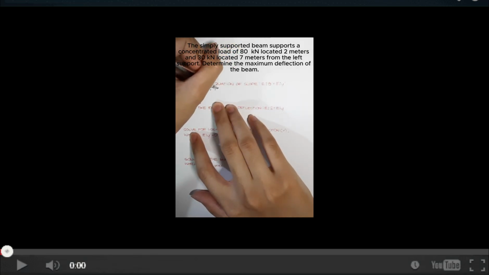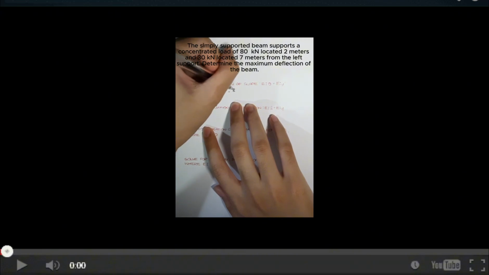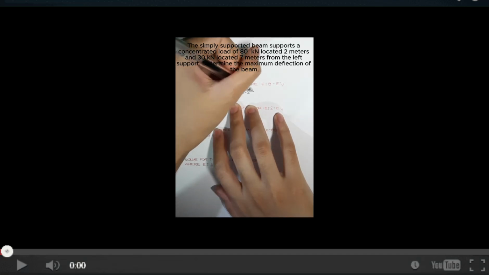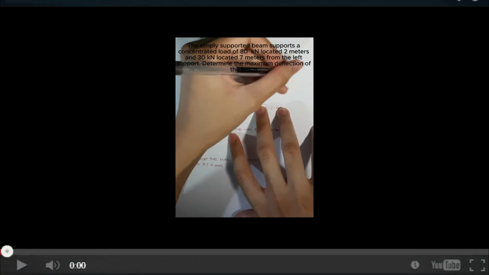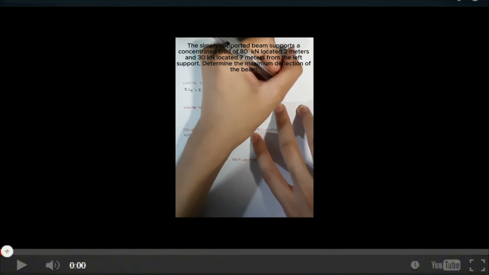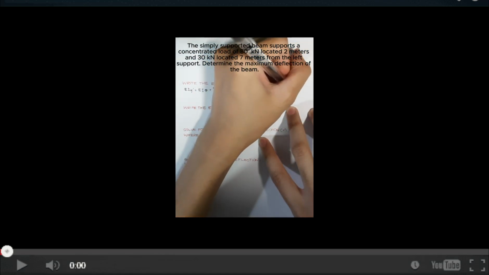Copy, 73. Then, i-move na natin yung 2 here. So, magiging 73 over 2 x squared minus 80 over 2 (x minus 2) squared, minus 30 over 2 (x minus 7) squared, then substitute the C1, negative 520.50.